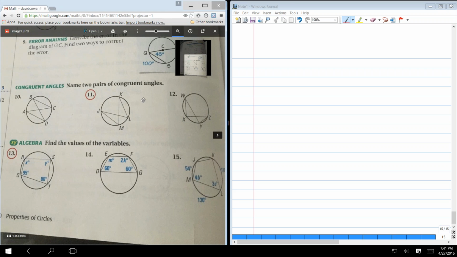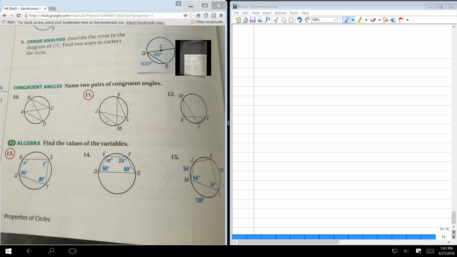That's good. Now, let's look at these congruent angles, because a lot of people would get this one wrong. They would think that B was congruent to D, because the way they've drawn it, it looks like BC is parallel to AD. Right. But it's not. They don't tell you that. And if they don't tell you two lines are parallel, you can't assume they are.